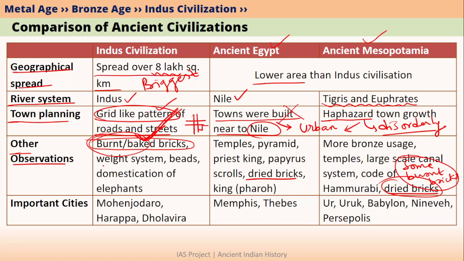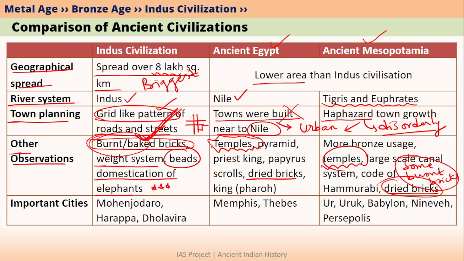Other important elements in Harappan civilization were their weight system and domestication of elephants. This is very unique for Harappan civilization. Moreover, Indus people also made beads. The beads that were made in Indus cities were so good that Mesopotamia used to import these beads from Indus cities. An interesting aspect in ancient Egypt and ancient Mesopotamia was the building of temples.